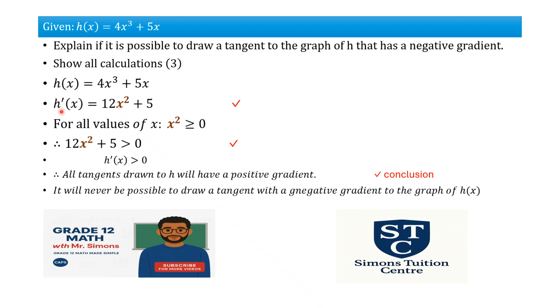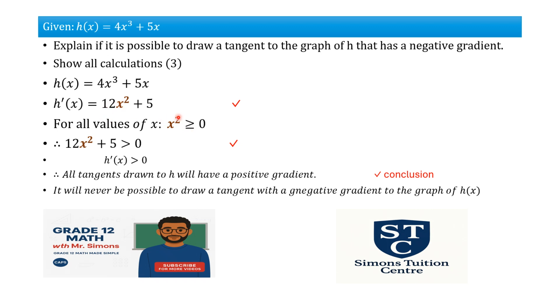So h prime of x equals 12x squared plus 5. 3 times 4 gives me 12, 3 minus 1 gives me 2. 1 times 5 gives me 5, but 1 minus 1, the x falls away. So I have 12x squared plus 5. So we need to understand that for all values of x, x squared will always be greater than or equal to 0.